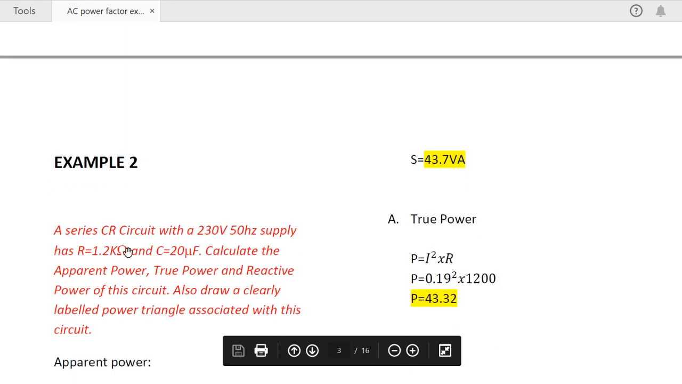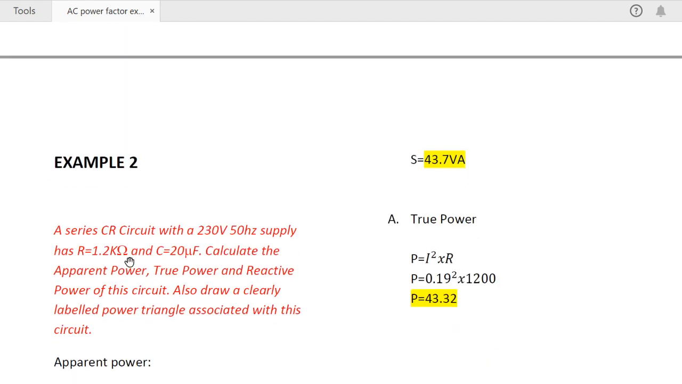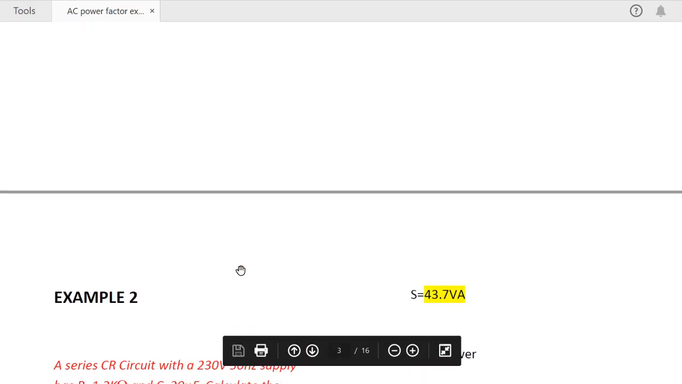Question 2. A series CR circuit. So this time we have a capacitive and resistive circuit with a 230 volt 50 hertz supply, a resistor of 1.2 kilo ohms, so that's going to be 1200 ohms, and a 20 microfarad capacitor. Calculate the apparent power, true power, and reactive power of the circuit. Also draw a clearly labeled power triangle associated with this circuit.